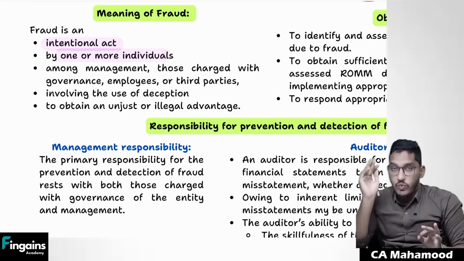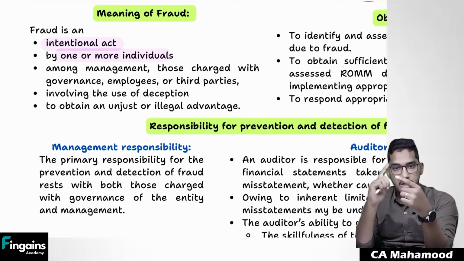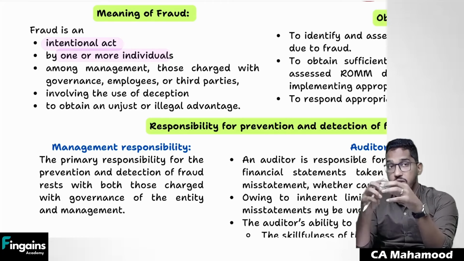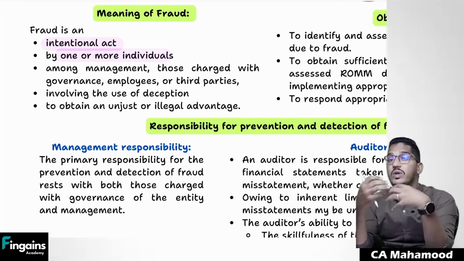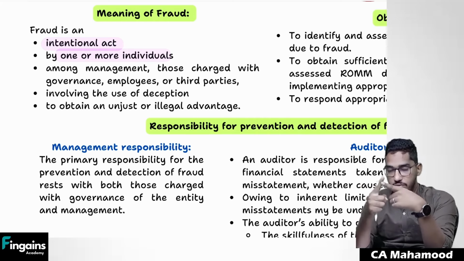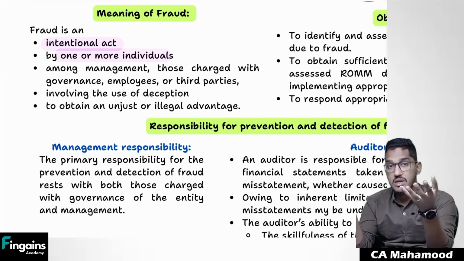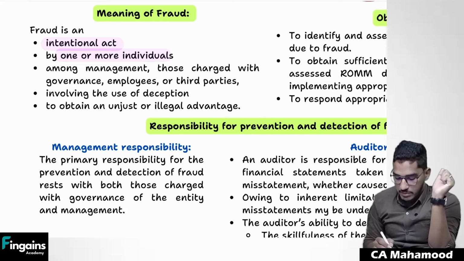It can be committed by one individual or more than one individual. Either one single person can commit a fraud, or different people can collude together and then commit a fraud. Sir, who can those individuals be? You are telling us fraud is an intentional act. It can be committed by one or more individuals. Sir, who can be those individuals who can commit fraud?